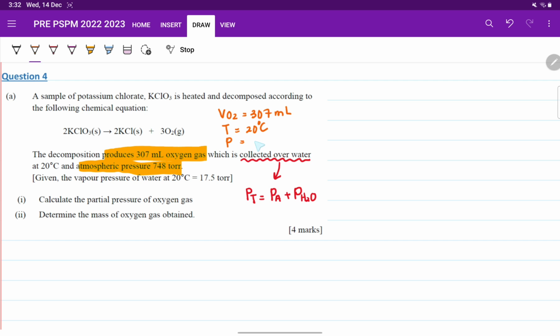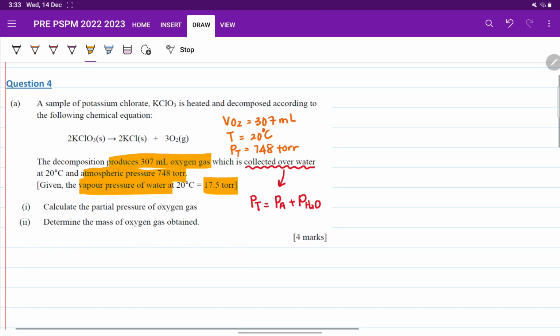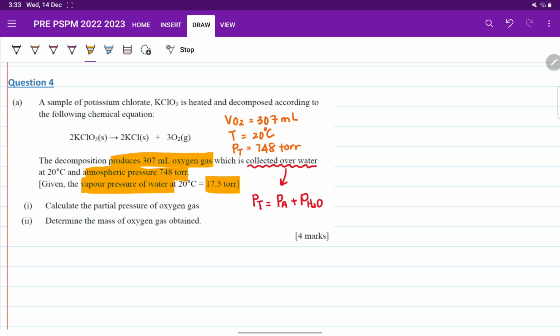So pressure is 748 torr. So, the atmospheric pressure dekat sini is actually our P total. So, bila kita cerita tentang atmosphere, it's a mixture of all gases yang kita ada dekat sini lah. Jadi for this one, the P total is 748 torr. And then we have another piece of information which is the vapor pressure of water, 17.5 torr. So kalau saya boleh tulis juga dekat sini. So these are the information that we have extracted out from the question.